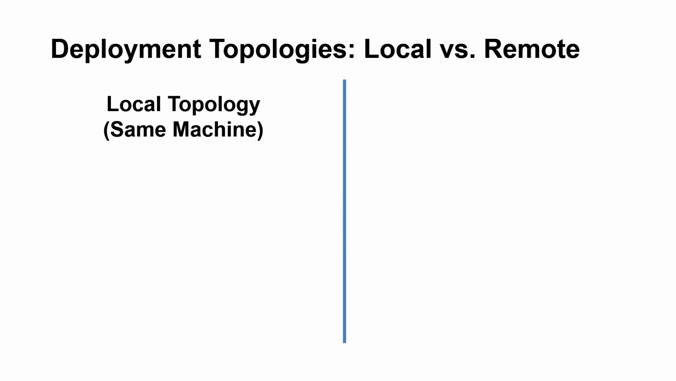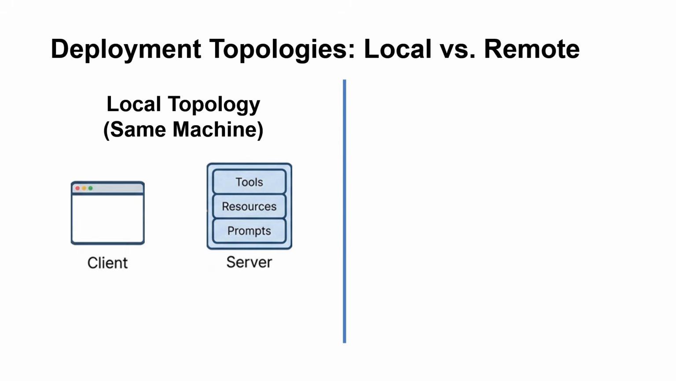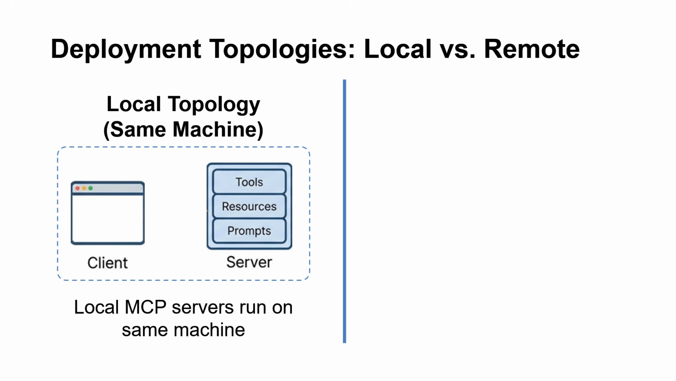On the left side of your slide, we have the local setup. This is when the MCP client and the MCP server are both sitting on the same computer, right there on your laptop or desktop. For the connection, it uses something called STDIO, which is the standard input and standard output. Think of this as the direct physical cable connecting the two processes.